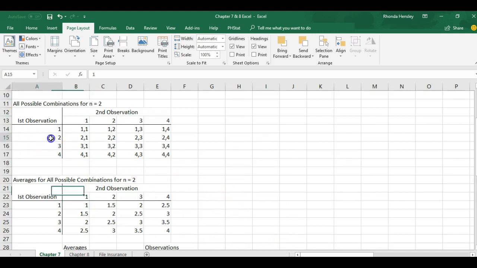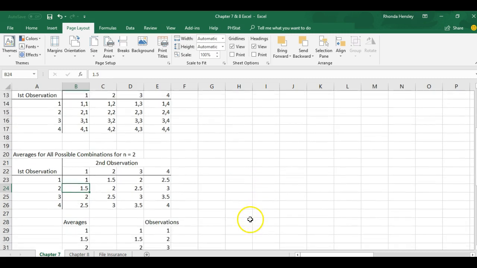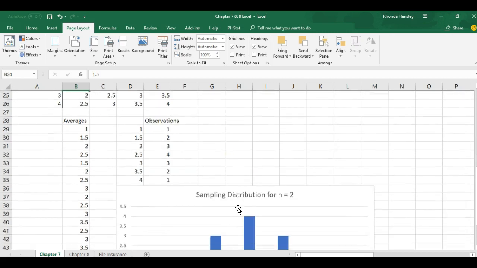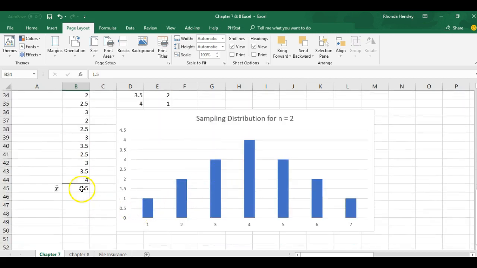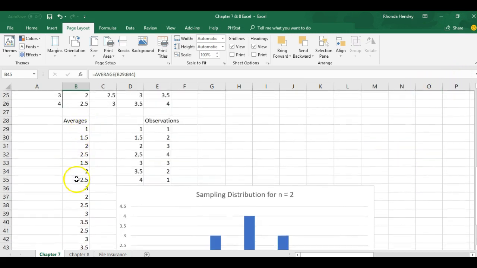If the first observation was 2 and the second observation was 1, that's a 2 and a 1, that gives me a 1.5. So this creates all the possible averages, which is our sample statistic we're interested in. If I take the average of the averages, here it is, 2.5. And I put all these answers down here, the possibilities. I sorted them in order so I didn't have to do all that work. And I created what is nothing more than a frequency distribution here.